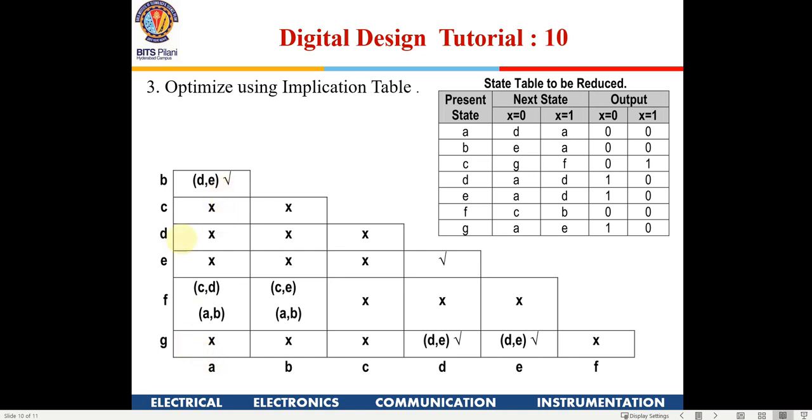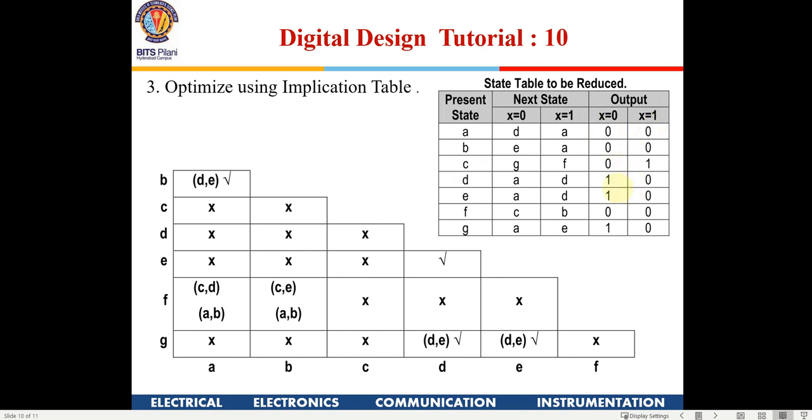Okay. Now what about A and C? If the outputs are not matching, then whatever the input combination, if they are going to move in different directions in the output, then straight away we put an X. Similarly, A and D, the outputs are not matching. It is 0010. So we straight away put an X here. For A and E also, the outputs are not matching. We put an X.